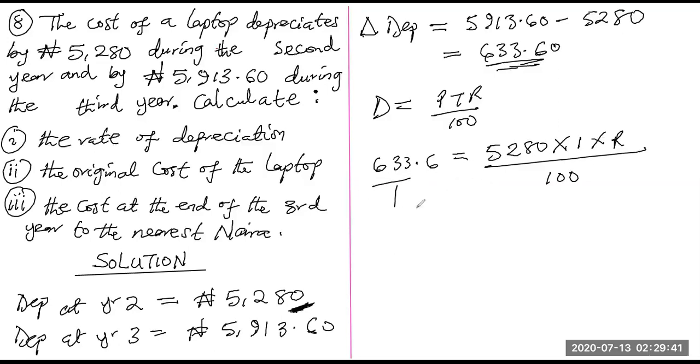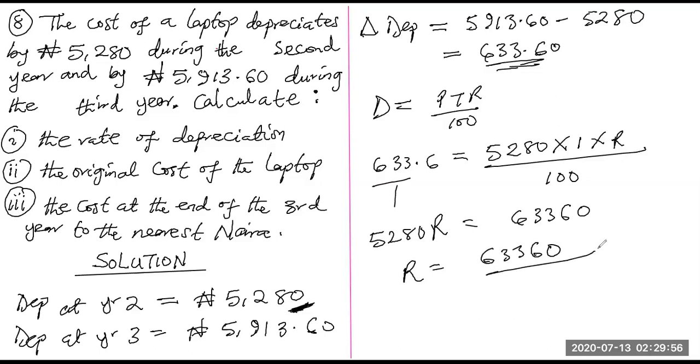If we cross multiply, we are going to have 5280R is equal to 63360. Our R is equal to 63360 divided by 5280. When we divide with the calculating device, our R is equal to 12%.